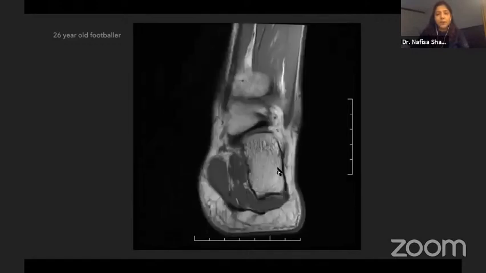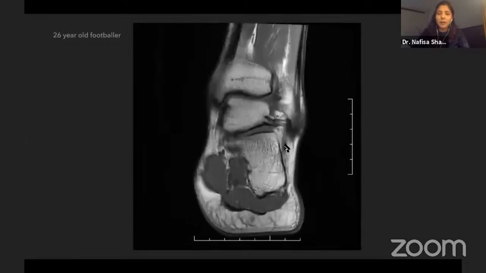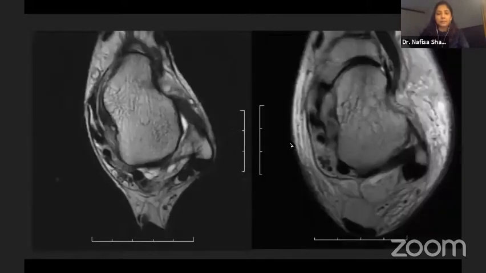And when we look at such a patient, we always want to look at the CFL. Now, CFL does not tear by itself. There has to be an ATFL tear with it. And the fact that we see a dark CFL attaching to the calcaneum is reassuring. There is some edema around the calcaneofibular ligament. I'll give you that. It's thickened, but it's more or less intact.